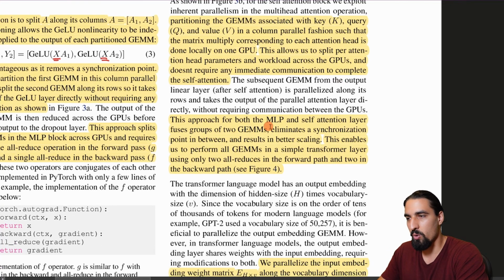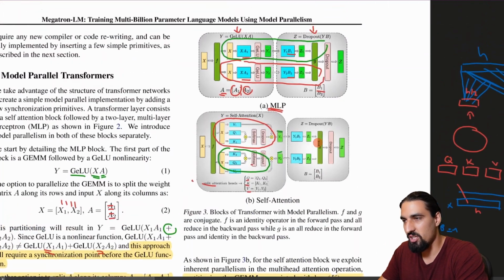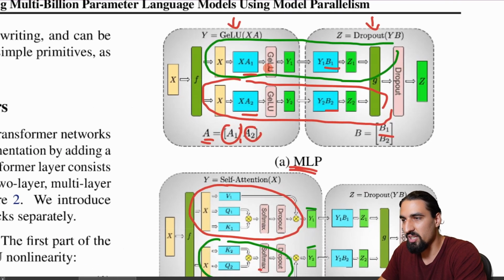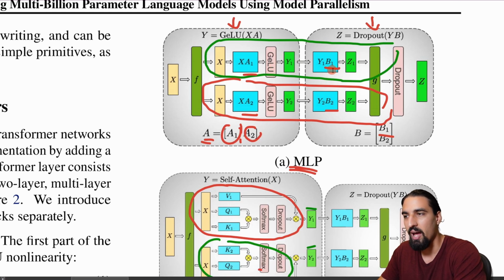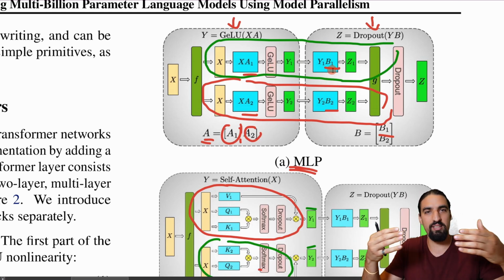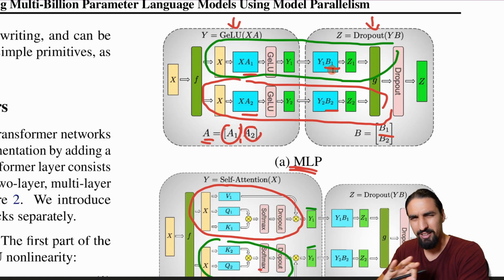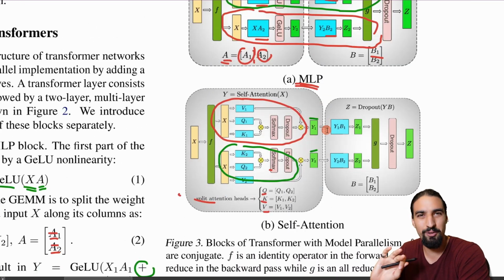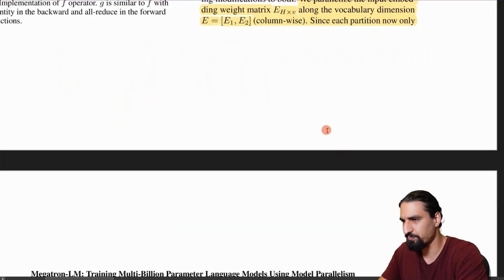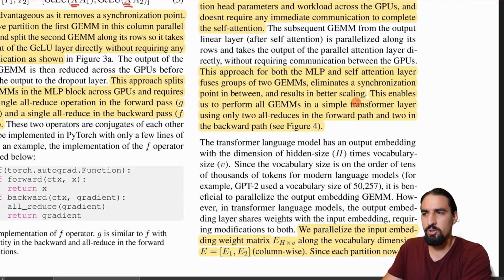So this approach for both the MLP and self-attention layer fuses groups of two gems, so general matrix multiplies, eliminates a synchronization point in between and results in better scaling. What I mean by that is you can see in both of these diagrams that we have a general matrix multiply, and then something happens, and then a general matrix multiply, and compilers are smart enough to optimize this, to fuse these operations together so that you literally have a single matrix multiply or something. I'm not super familiar with those low-level details. I've never had to do that, but that's my understanding at the moment. So that's what they say here, and this results in better scaling.